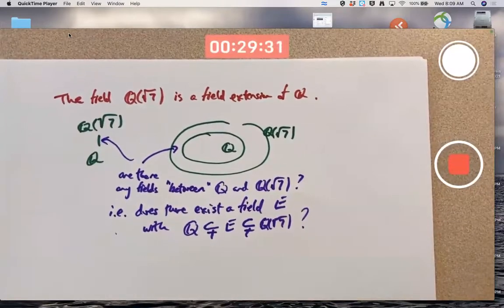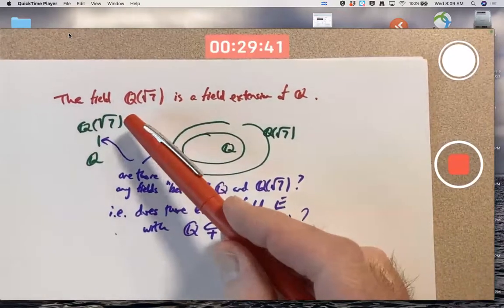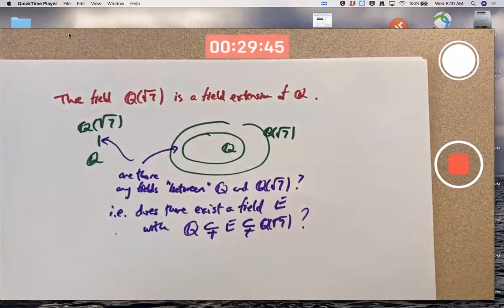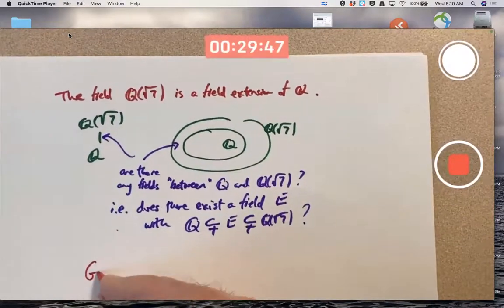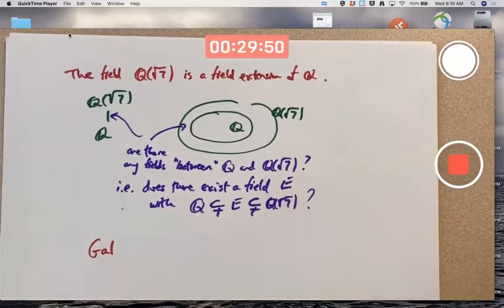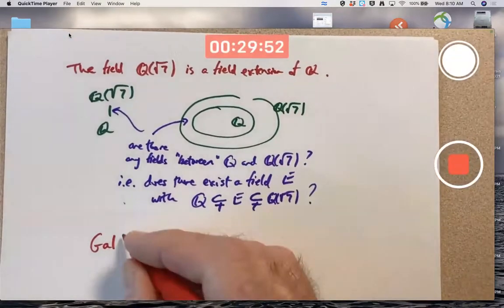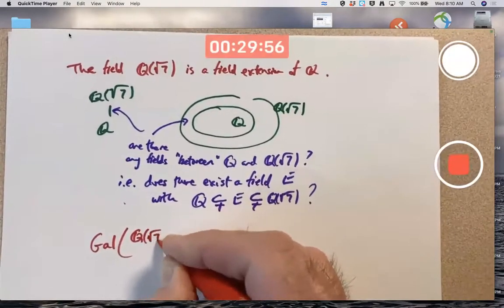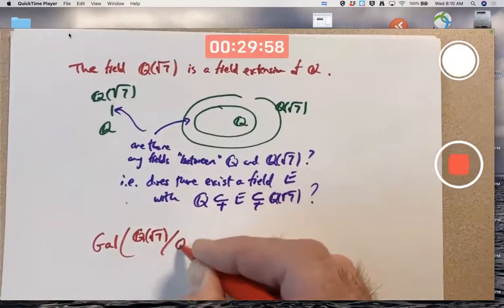To start to construct why the answer is no, according to Galois theory, we need to construct what's called the Galois group of this field over that field. Symbolically, it's written as Gal, in honor of Galois, of the field extension Q adjoin root 7 over Q.